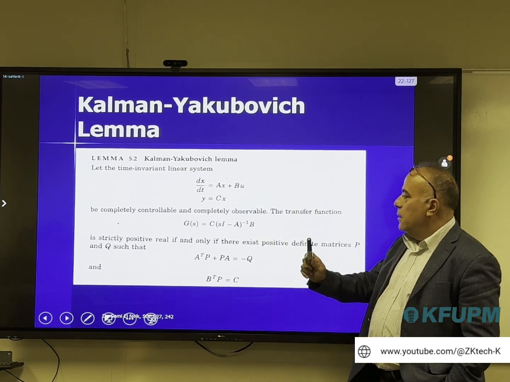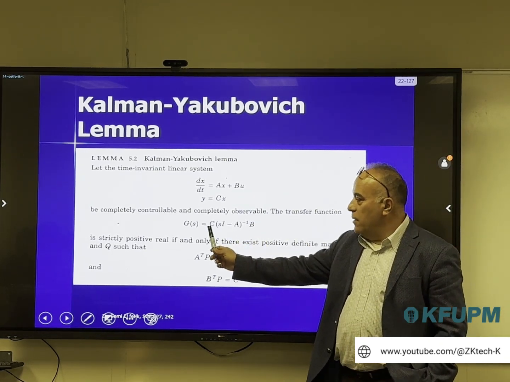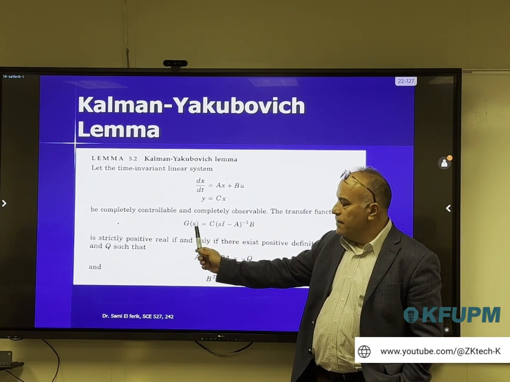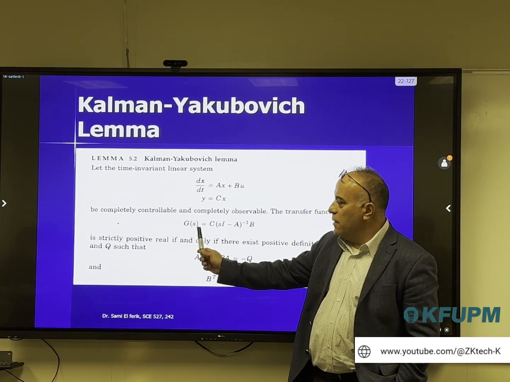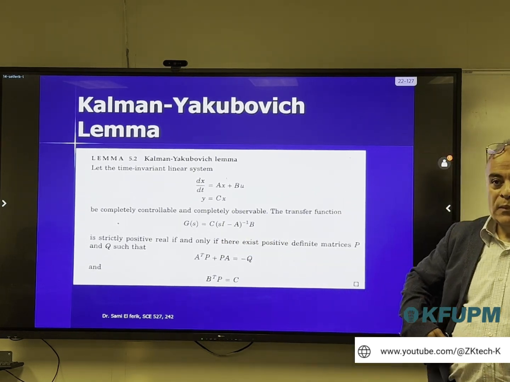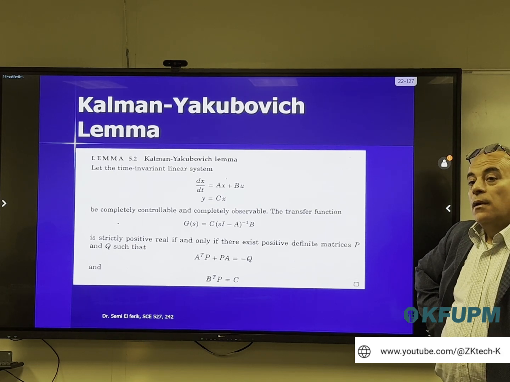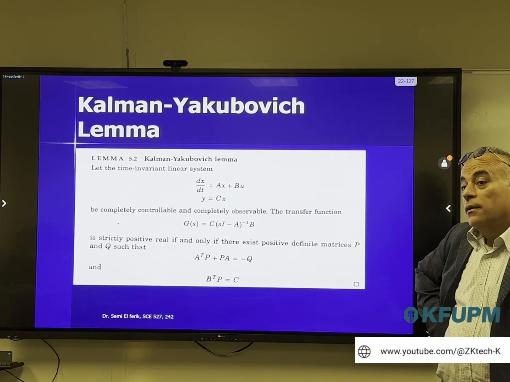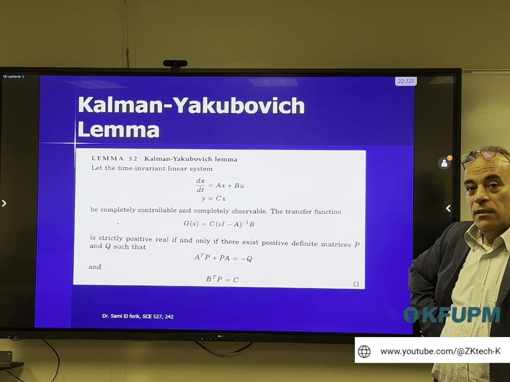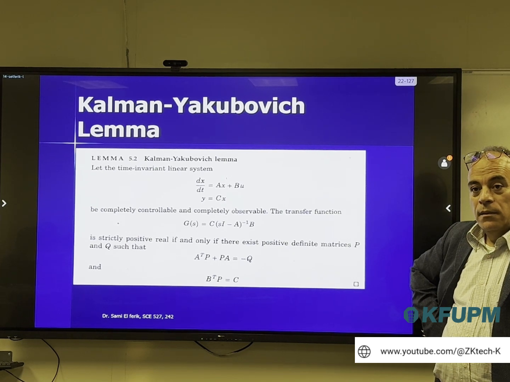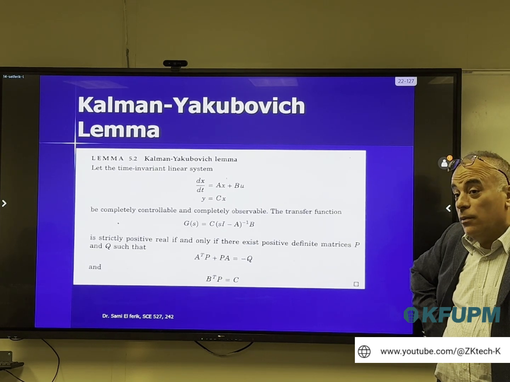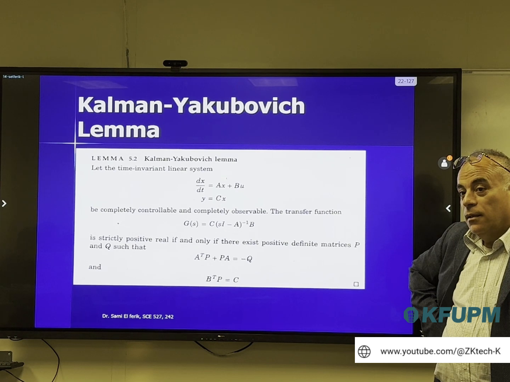To go to the transfer function, G of s is equal to C of sI minus A inverse B. We have seen this before. What's the link between this transfer function and this condition of completely controllable and completely observable? If it's not completely controllable and observable, can we find the transfer function? We can, it will be invertible. We are always able to find the transfer function of the system. So we said if the system is controllable or observable, we can go to the transfer function. We can, if it's controllable and observable.